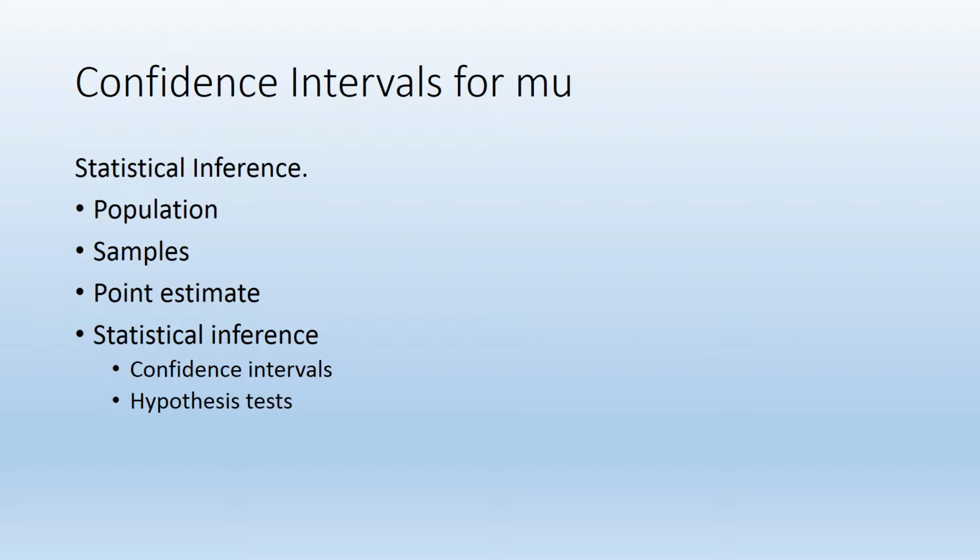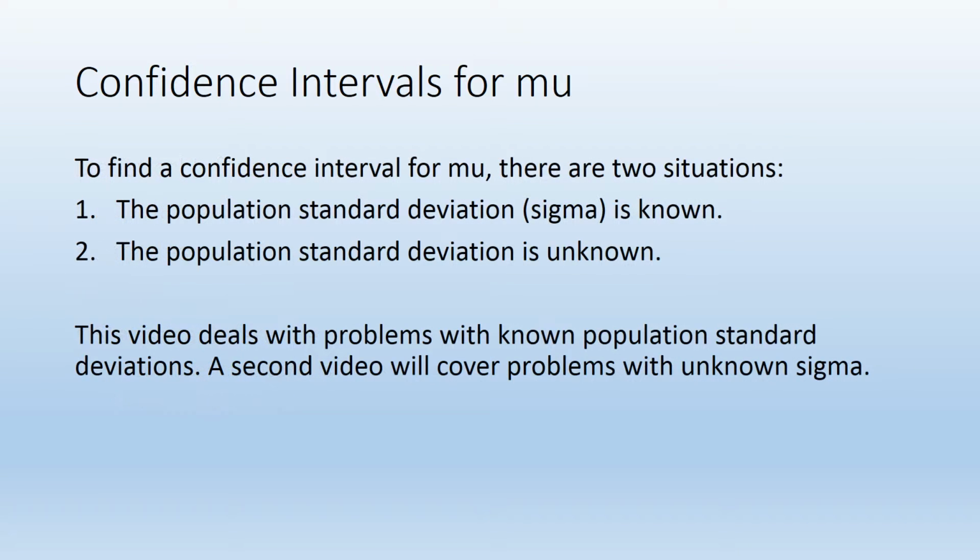One way to make inferences is to use confidence intervals, and that's what we'll be talking about today. A second way to make inferences is to use hypothesis tests, which will be introduced in Lesson 4. As a simplifying assumption, I'm going to start off assuming we know sigma, the population standard deviation, because this lets us use the normal distribution. A second video will cover problems with unknown sigma.